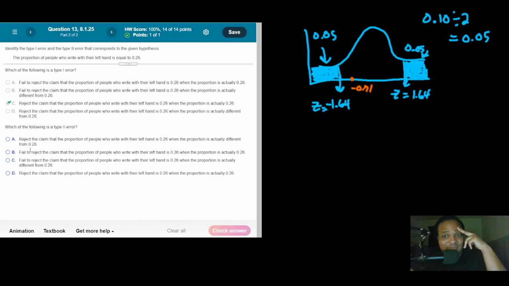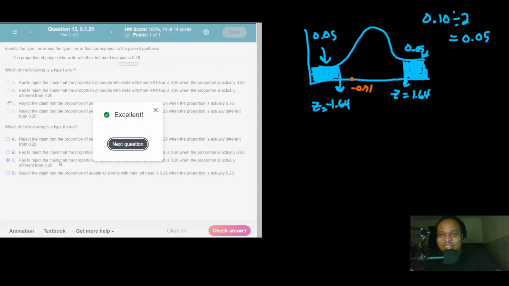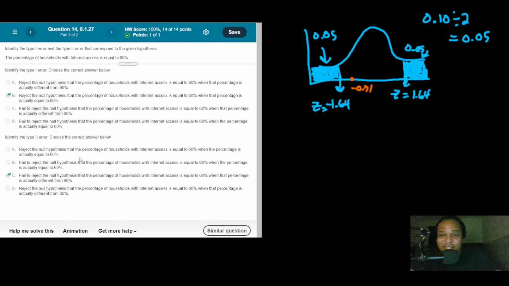Okay, which of the following is a type 2 error? Type 2 error, that's the fail to reject portion. And let's see. If you fail to reject the null, that means you're saying it is equal, but it should not be equal. So it should be this one. Excellent. See, we got it right this time. It's not the end of the world. I promise I will be better.